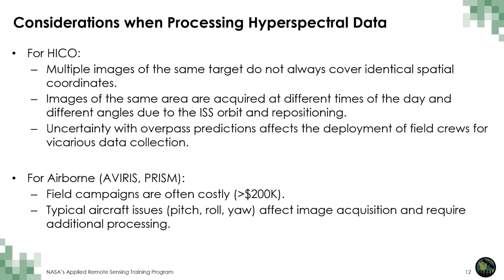Also, there's the uncertainty with overpass predictions that affects, for instance, the deployment of field crews for vicarious data collection, and this is usually pretty costly. Similarly, for airborne sensors such as AVIRIS or PRISM, the field campaigns are usually costly. We're talking probably on the order of maybe more than a couple hundred thousand dollars for a field campaign. So that's something that you have to take into consideration, particularly when designing or budgeting for the project. And also there are the typical aircraft issues, for instance, pitch, roll, and yaw that affect the image acquisition and might require additional processing as well.